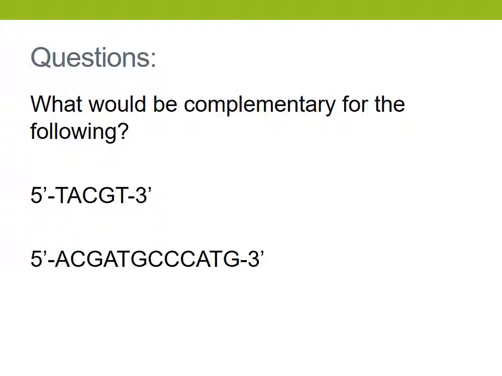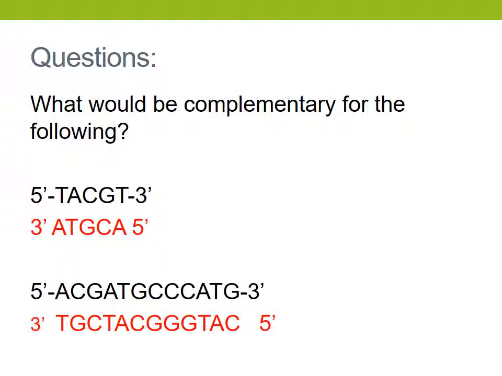Okay, hopefully your answers match up with mine in red. So we've written the complementary strand. For example, what goes with T, A, what goes with C, G, etc. And notice it's the opposite orientation, so the top strand is 5 prime to 3 prime, the bottom strand is 3 prime to 5 prime, and the same exact thing is happening down here.